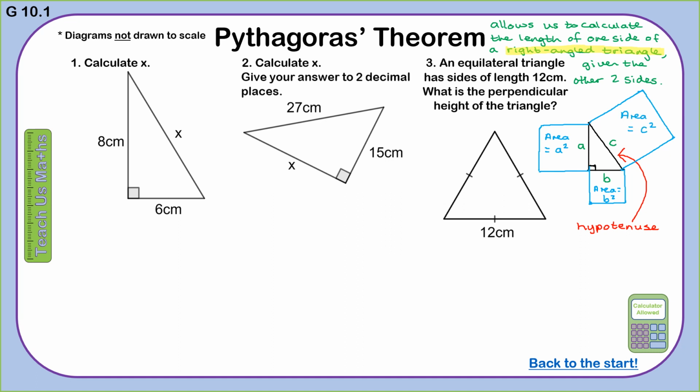Pythagoras' theorem states that the area of the largest square, C squared, is equal to the sum of the areas of the two smaller squares, A squared plus B squared. In other words, A squared plus B squared is equal to C squared. This is true for all right-angled triangles.